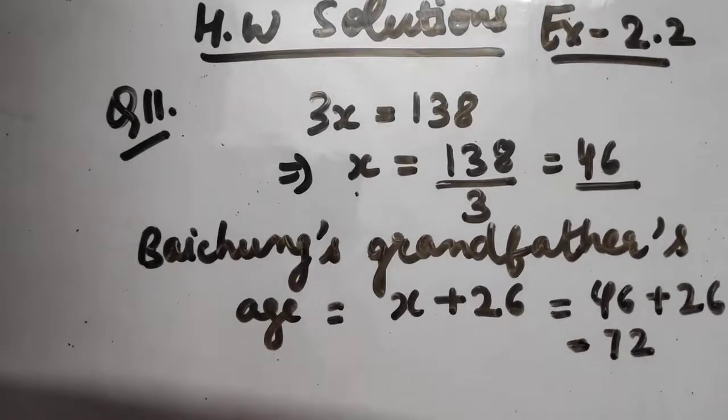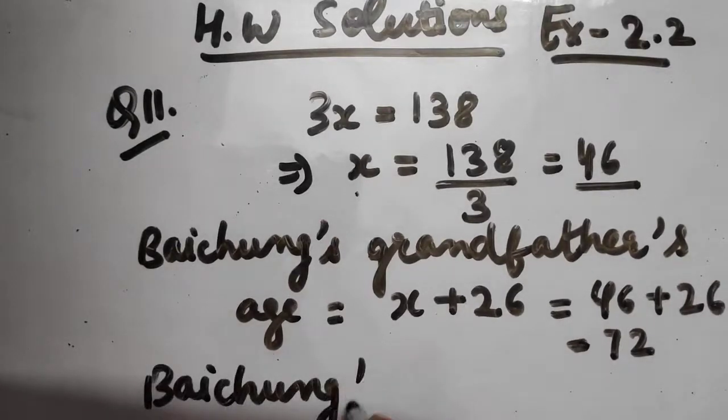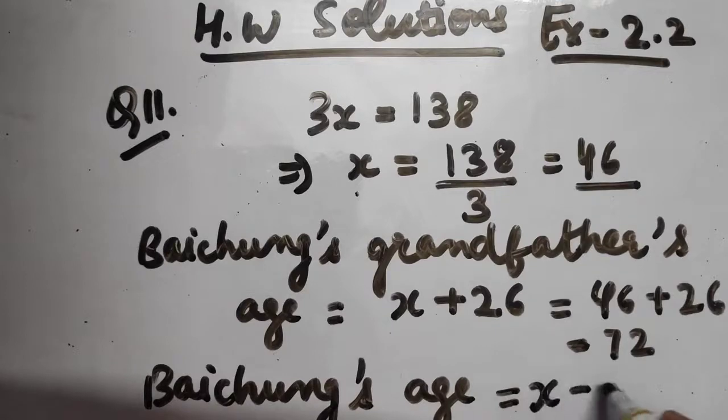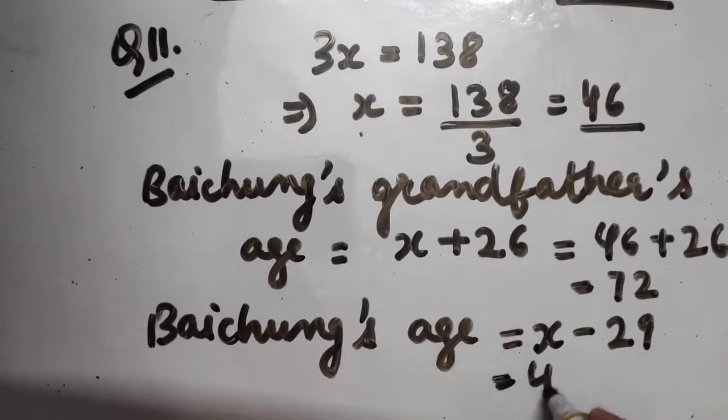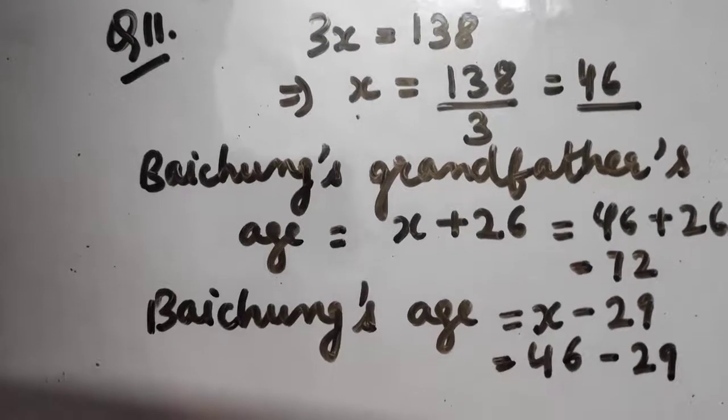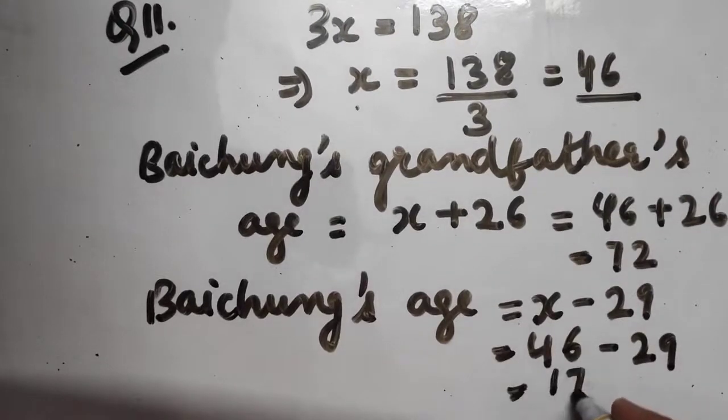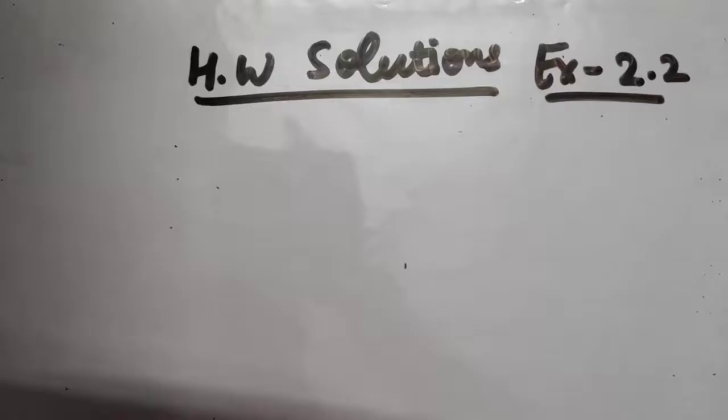Now, what will be the age of Baichung? Baichung's age we have taken as X minus 29. So, that will be equal to 46 minus 29, that is equal to 17 years. So, I hope, dear children, this question is clear to you.